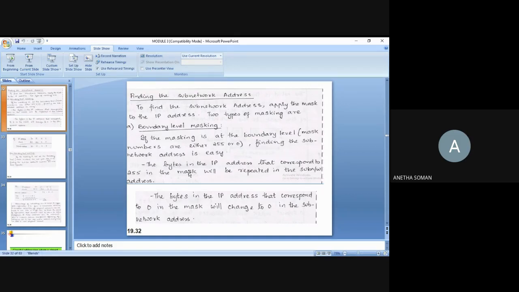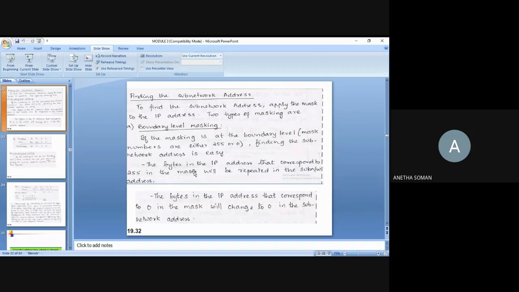Now, what is boundary level masking? Boundary means the values are at the boundary. Which are the boundary values? 0 and 255. It will be either 0 or 255. If the mask values are 0 or 255, it will be easy for you to find the subnetwork address. As we have seen in these many examples, wherever the 255 value is there, that value will be retained, and the 0 value will be marked as 0.